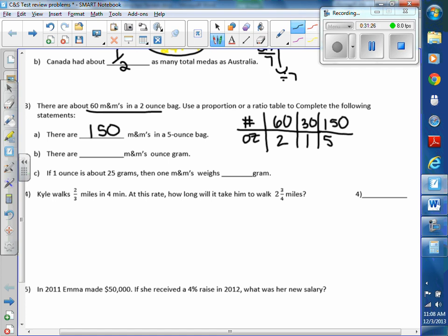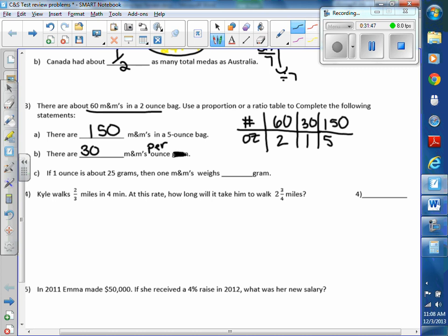There are blank M&Ms, oops, in 1 ounce is what that should say. I just typed these up really quick this morning. There are blank M&Ms per ounce. 30, so that's just a unit rate, right?